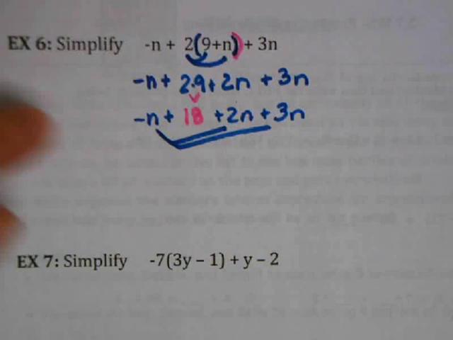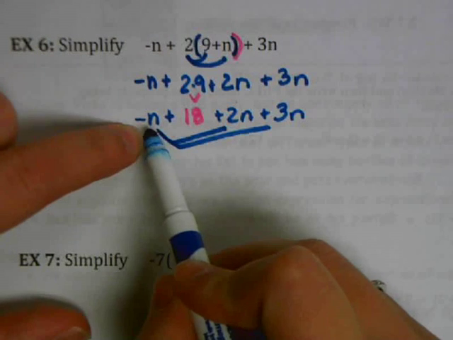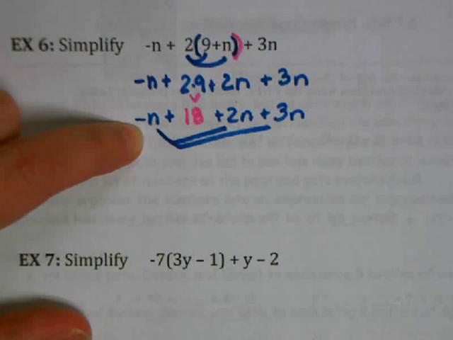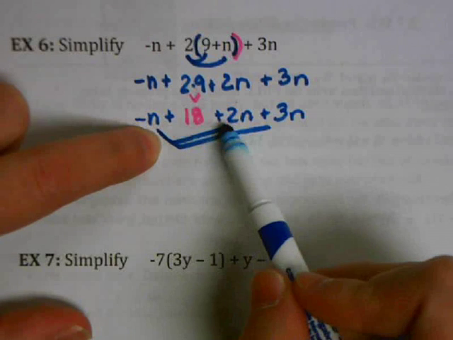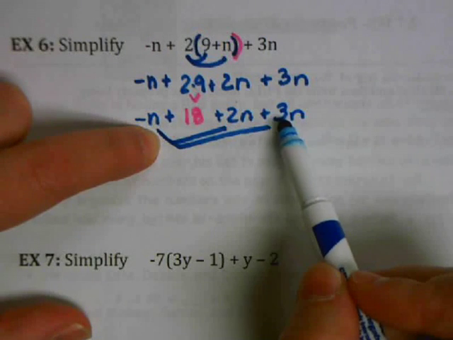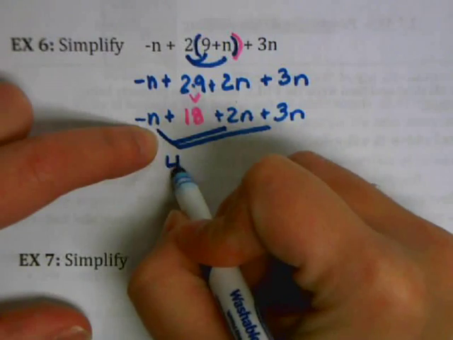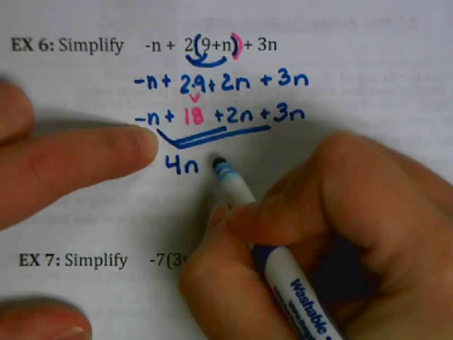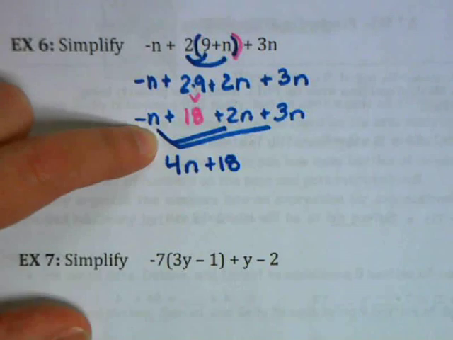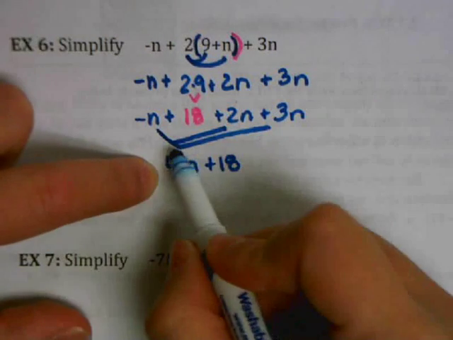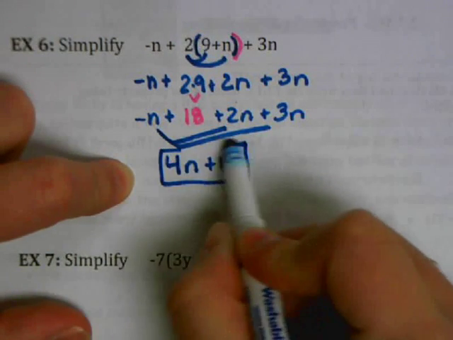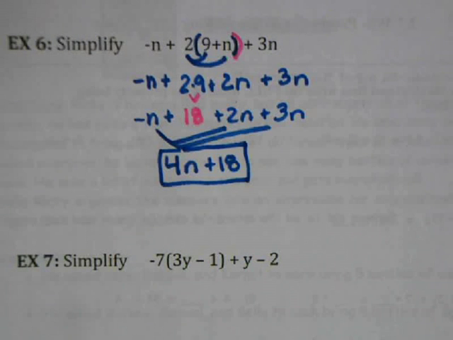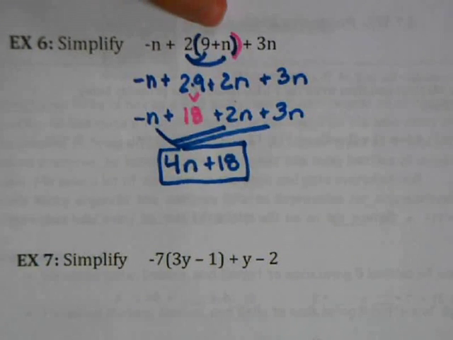Okay, so let's see. When we add up all those n's, negative n is just negative 1n. Negative 1 plus 2 gives me 1. 1 plus 3 brings me up to 4 n's. And I bring down my plus 18. Can I combine those guys? Nope, I am done.